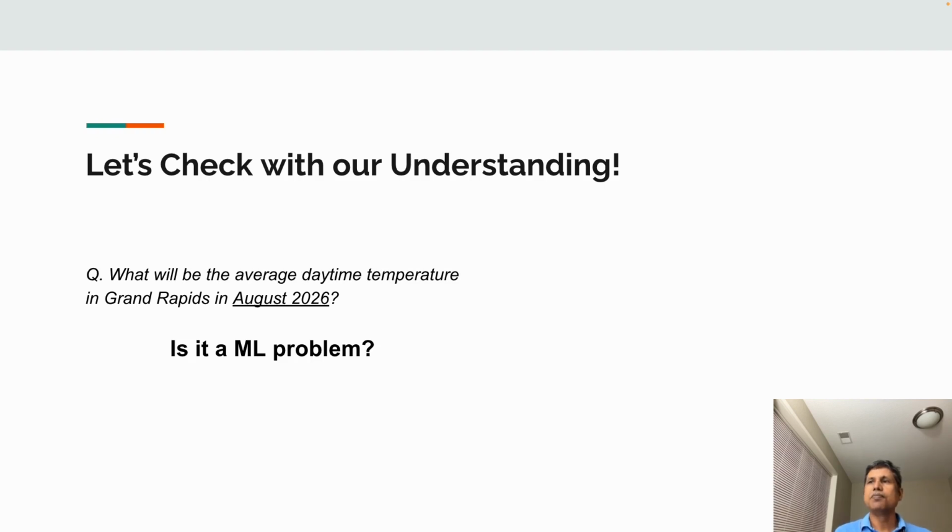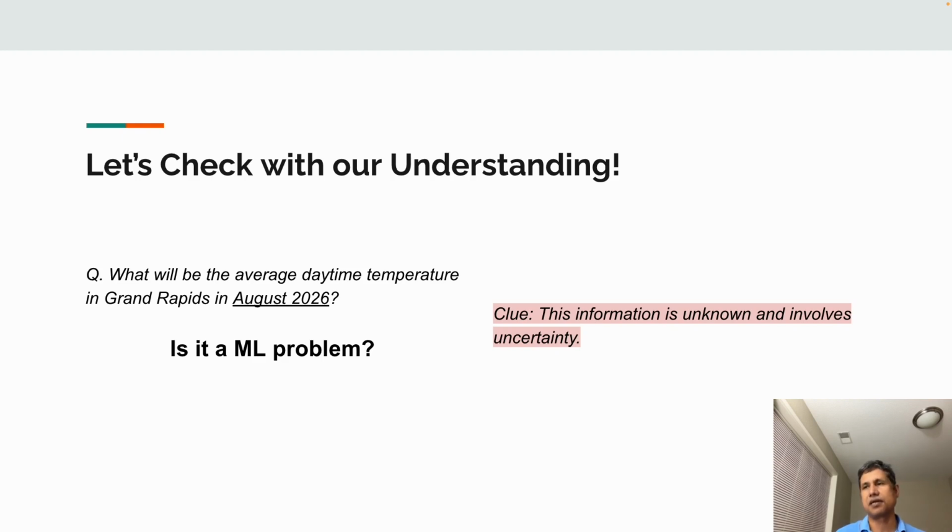Now, what will be the average daytime temperature in Grand Rapids in August 2026? So we're talking about future, right? And this information is unknown, okay, and involves a lot of uncertainty. So this is a perfect example of a machine learning problem.